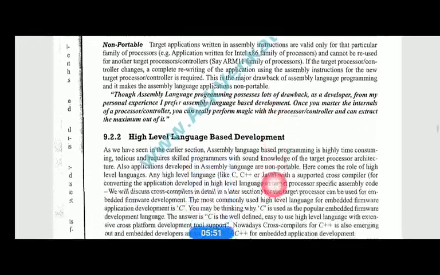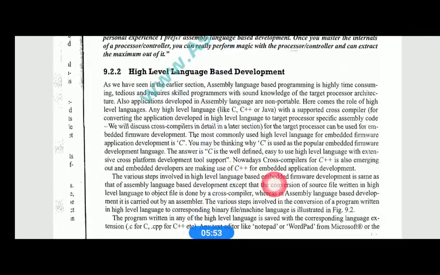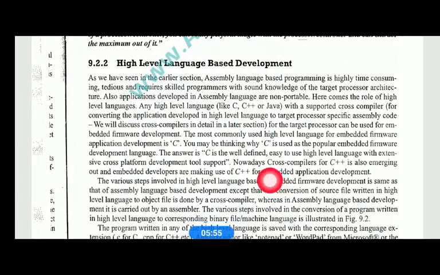So next we'll go for the high level language based development. You can easily understand this if you read here. As we saw in the earlier section, assembly level language based programming is highly time consuming and tedious, and requires a skilled programmer with sound knowledge of the target processor architecture. Also, applications developed in assembly level language are not portable. Here comes the role of a high level language.